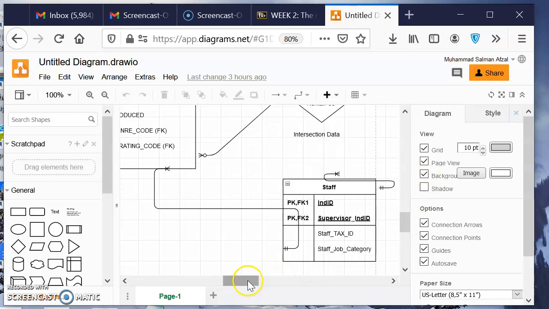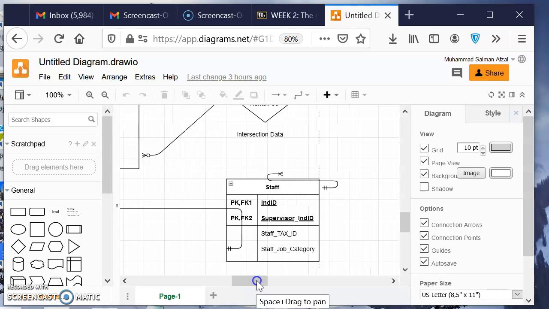The last point that we have is the recursive relationship. When it comes to the staff in the database tables, we have individual ID, that is only one staff, and the supervisor ID. As we have seen in the data, one supervisor can manage many staff members, but one staff member is only supervised by one supervisor. Therefore, here we have a recursive relationship.